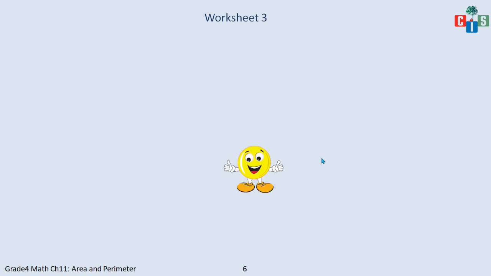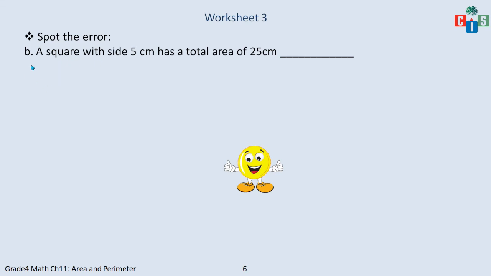Now moving on to worksheet number 3, where you have to spot the error. It's given that a square with side 5 centimeter has a total area of 25 centimeter. So you are being given a square and the side is 5 centimeter. So the area of the square is what? What is the formula for that? It is S multiplied by S. So 5 multiplied by 5 will give you 25. So that's right. And centimeter is there, so here also centimeter is there. So I suppose everything is right.